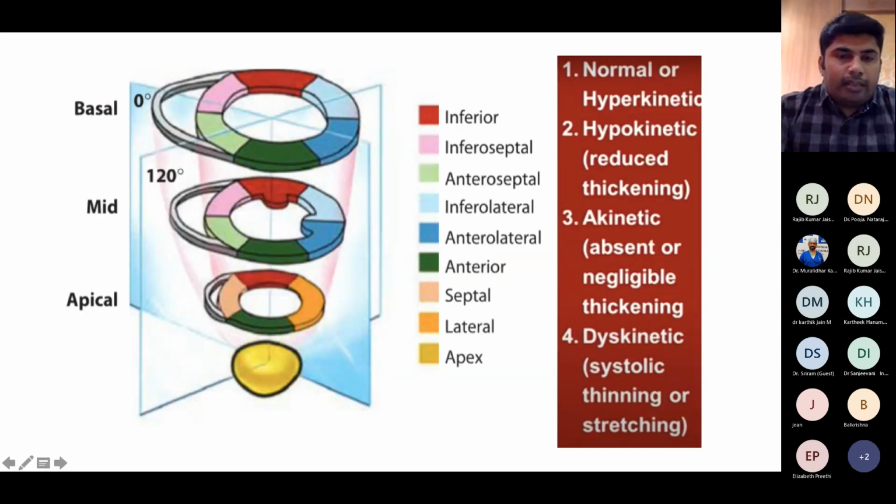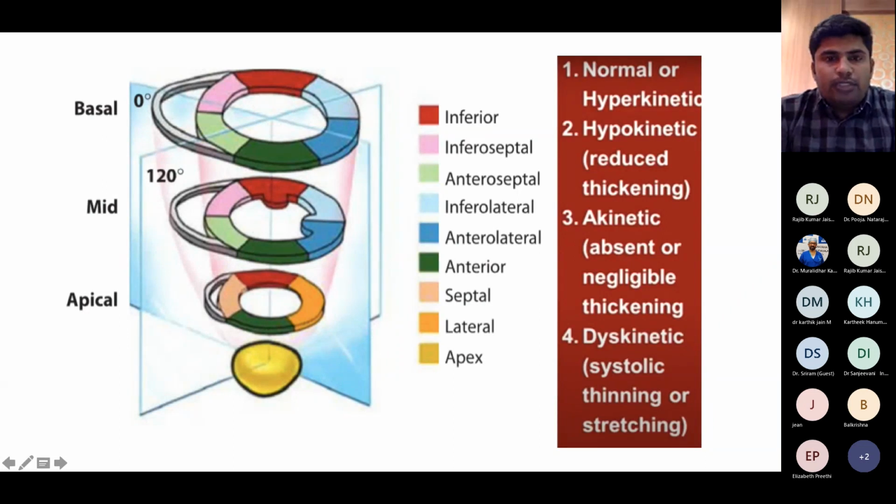In the 17 segment model, the LV cavity can be divided into basal one-third segments, mid one-third segments, and apical one-third segments with the LV cavity, and the apical cap without the LV cavity. The basal and mid segments are further divided into 6 segments each, while the apical segment is divided into 4. We can see the color coding for each blood supply.